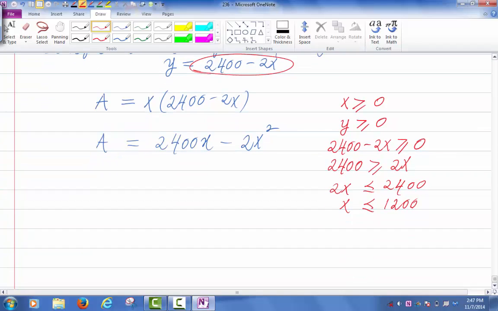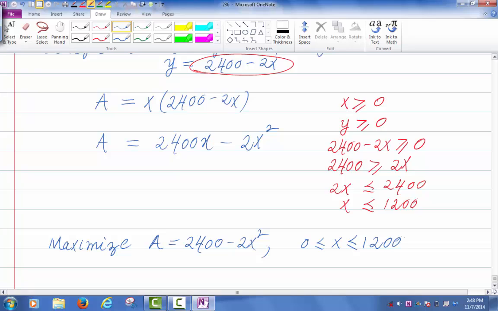And now I can say the following: maximize A equals 2,400x minus 2x squared, where x is between 0 and 1,200. Now this is just a pure calculus problem, right? The hard part is to come up with the function of one variable to maximize or minimize, and coming up with the right domain on which you want to maximize or minimize. Once you have that, it's just the same old calculus.